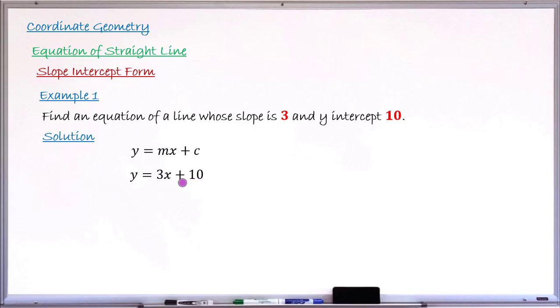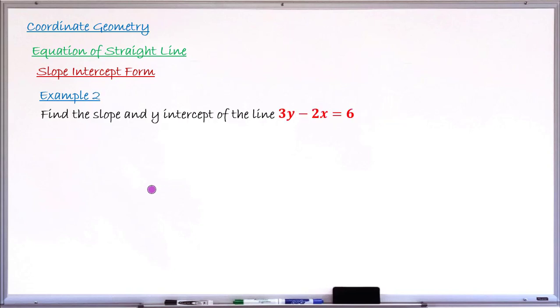So let us move on and take one more example. Example number 2 says: find the slope and the y-intercept of the line. The equation of the line is given. We are going to use that equation to determine the slope of the line and also the y-intercept of that line. Solution: copying down the given equation, 3y minus 2x equals 6. This is the given equation.